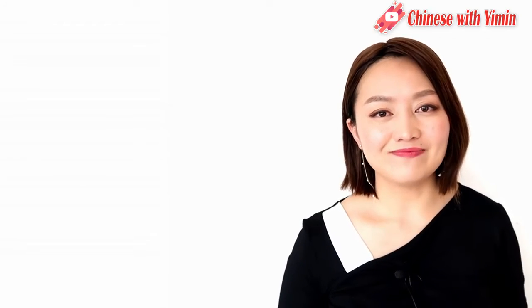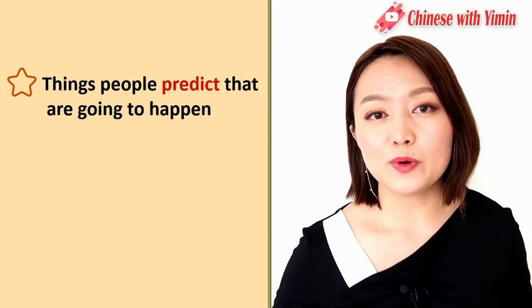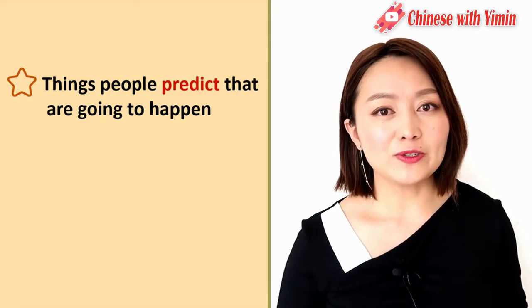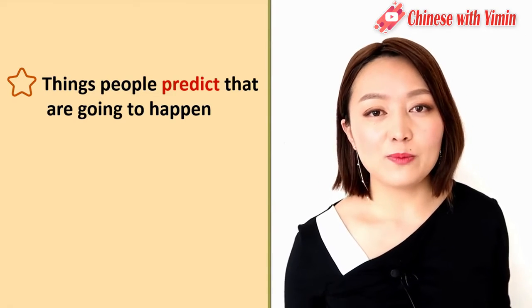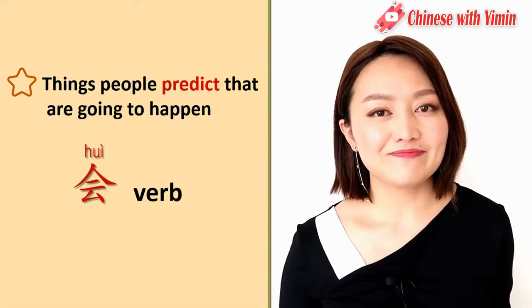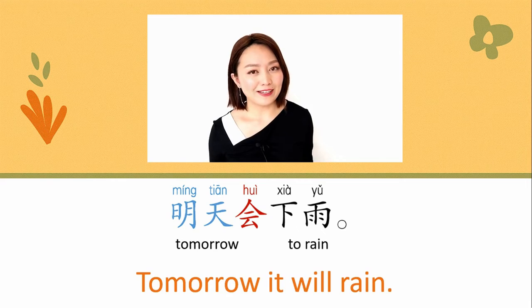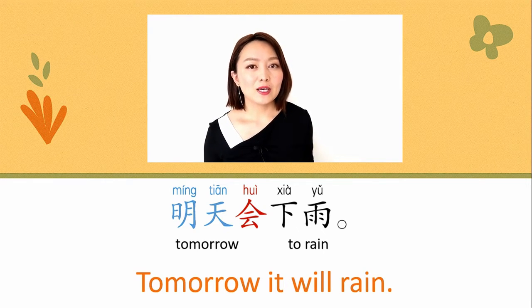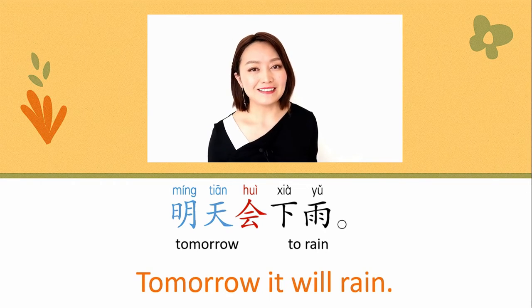Okay, now the second occasion. The things that people predict are going to happen. It doesn't involve people's plan or intention, but according to the prediction, it's going to happen. In this kind of case, we need another auxiliary verb, 会, and we put it before the verb to express a future tense. For example, 明天会下雨. Tomorrow it is going to rain. It's not your plan, but according to you or according to the weather forecast, it's going to rain. So here we put 会 before the verb 下雨, to rain, and it's a future tense.